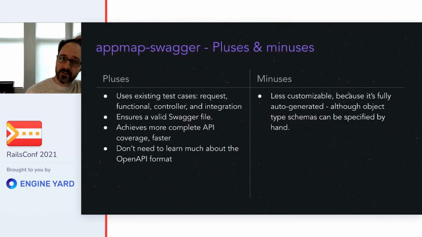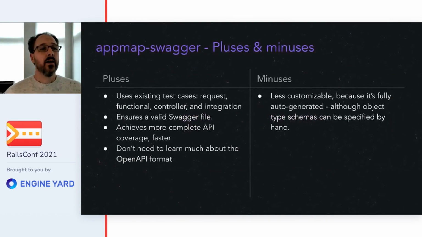So pluses and minuses of appmap-swagger. On the plus side, it uses your existing test cases, request, functional, controller, and integration tests. Anything that hits a controller or hits a web service route will be discovered and incorporated into Swagger. Since it's generated, it ensures that the Swagger file is valid, and it matches whatever your code does because it is literally made from your code. So it's accurate as far as the code behavior.